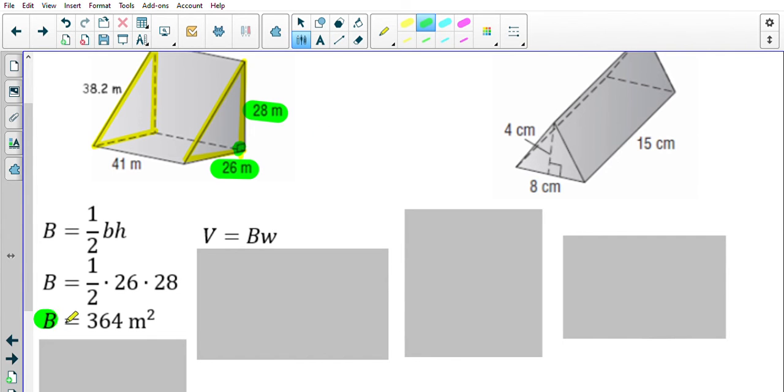Don't worry about the label here. Your final answer should have a label. I just like to put that on there to show you that it is the area of a two-dimensional shape, the area of each of these triangles here. So we're going to replace B with 364.